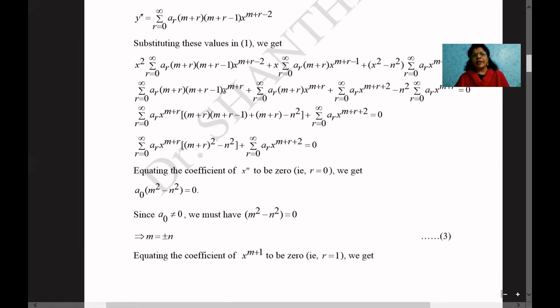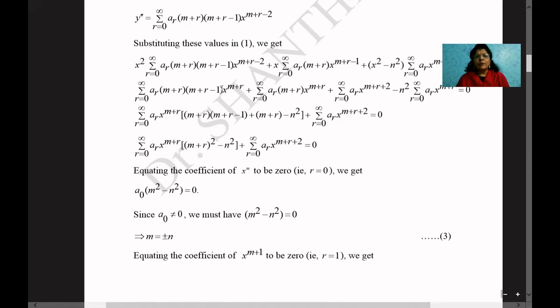3 terms have got the coefficient of x power m plus r. See the first term, x power m plus r. Second term, x power m plus r. Fourth term, x power m plus r. Out of these 4 terms, first, second and fourth term we have got the coefficient of summation with the term x power m plus r. Only the third term we have got x power m plus r plus 2, which I am keeping aside.